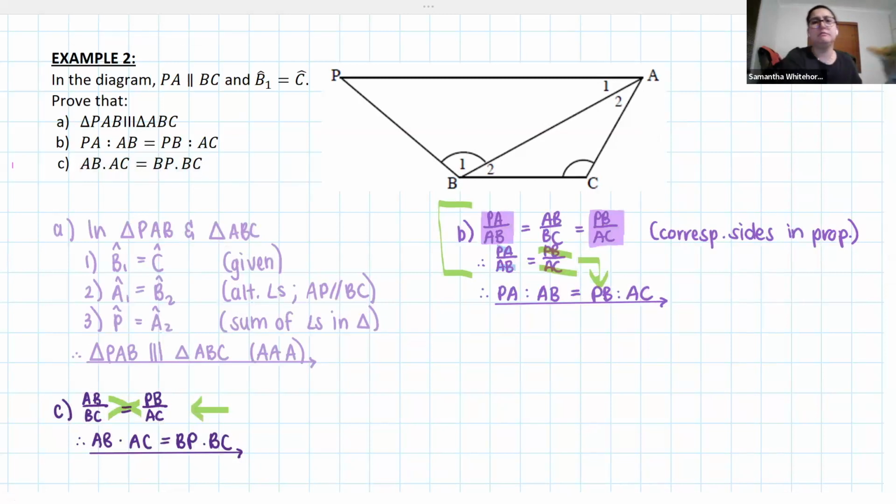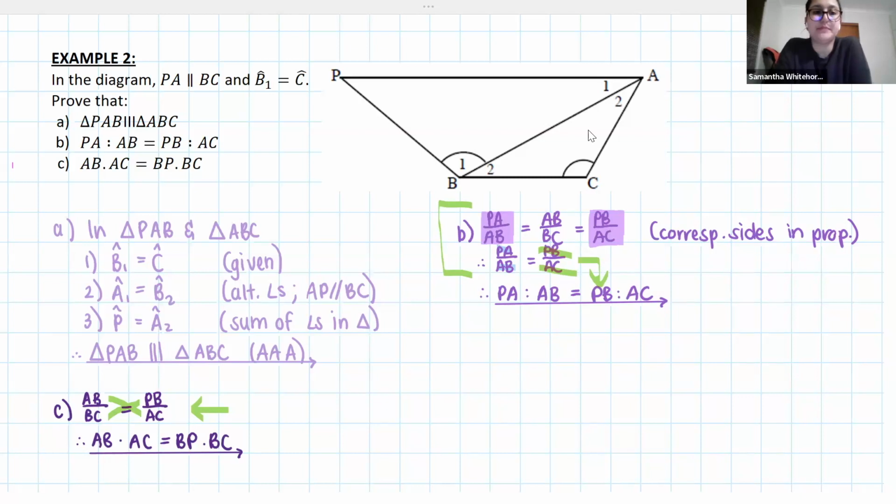So for the first one, you're proving similarity. Okay, and remember, because you've got no information about any of the sides, you can't try and show that sides are in proportion to prove it. You don't have enough information. So that means you're going to have to use angle, angle, angle. And so we were already told that B1 is equal to C because of the parallel lines. Remember, I told you PA is parallel to BC. You've got alternate angles in A1 and B2. And then because of angles in a triangle, you know that angle A2 and P are the same.